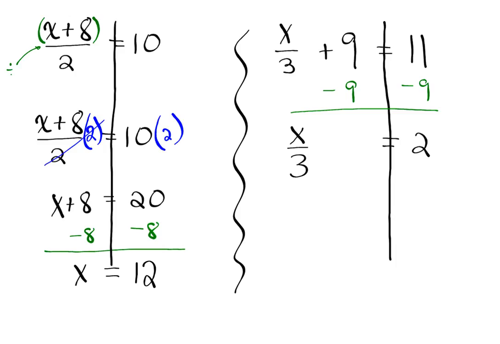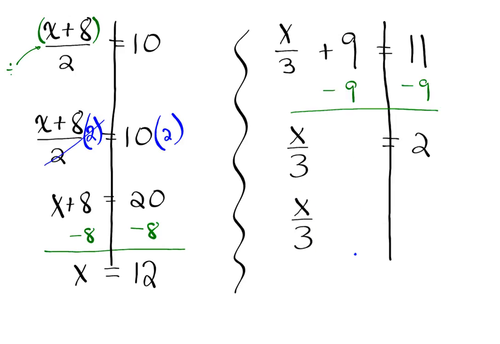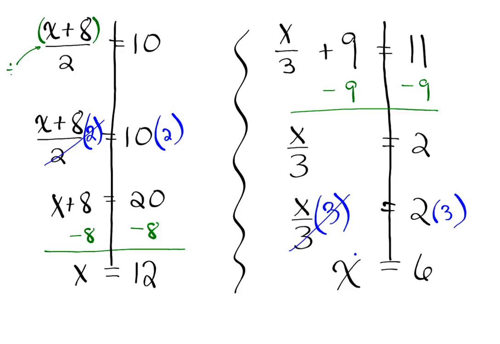Now, what is hanging out with my x? What's hanging out with my x is a 3. So I'm going to multiply both sides by 3. These cancel out, and I have x is equal to 6.